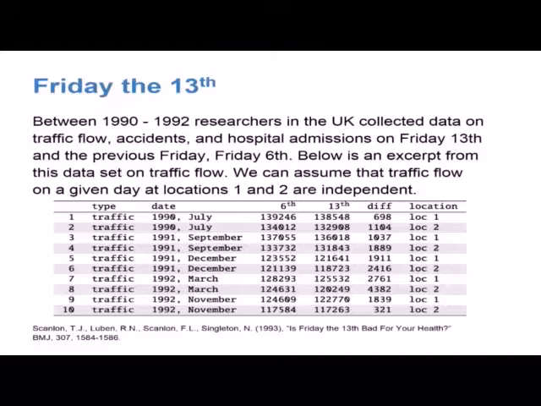Below is an excerpt of this data set on traffic flow. We can assume that traffic flow on a given day at locations 1 and 2 are independent. Notice here we have 10 observations of Friday the 13th and Friday the 6th. Notice also we have a difference column where we take the difference as the value from the 6th Friday versus the 13th Friday.